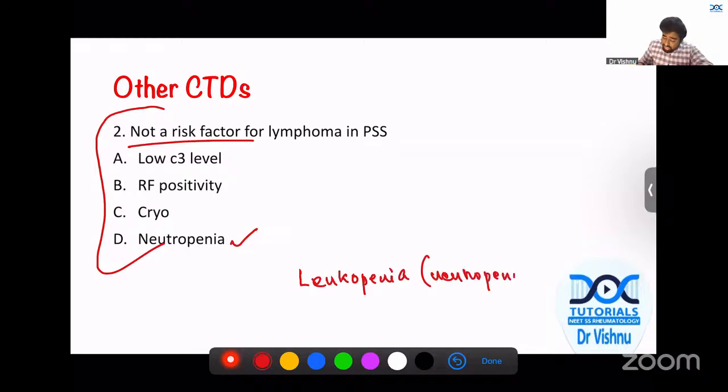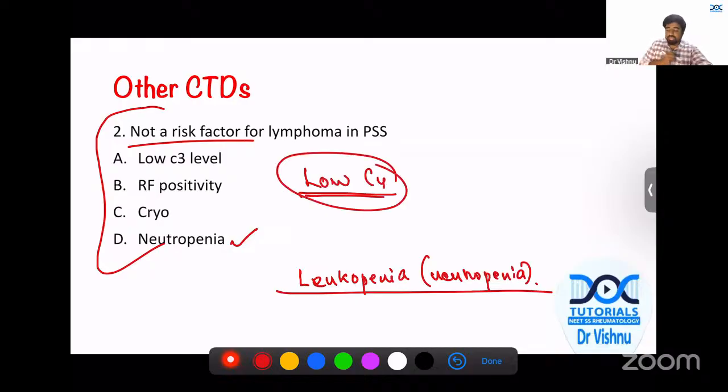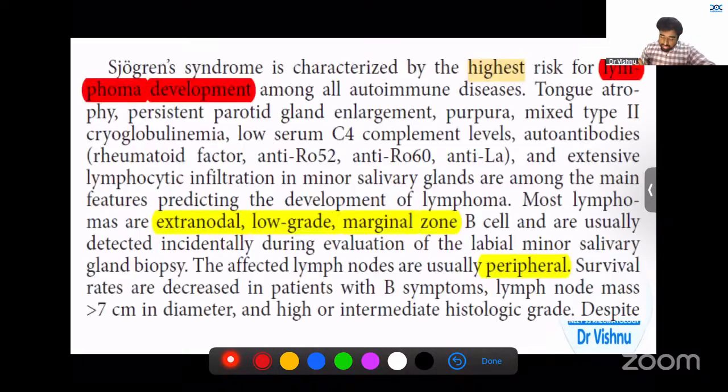This was not a very easy question because low C4 is considered a risk factor, but low C3 is actually not mentioned much as a risk factor. So RF positivity or Ro positivity, La positivity, basically antibody titer positivity, cryoglobulinemia, all of these are considered risk factors. So the mnemonic here is usually P2LC, where you have cryoglobulinemia, complement low, that too C4 low, two C's are there. Then two L's are there. One is leukopenia, and the other is possibility of your tongue atrophy, L and T.